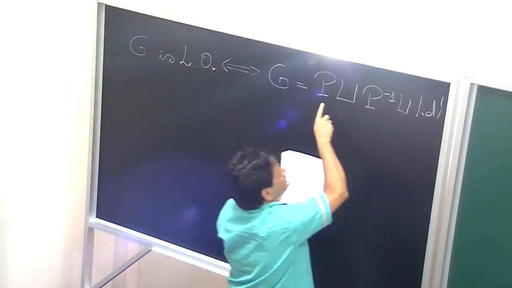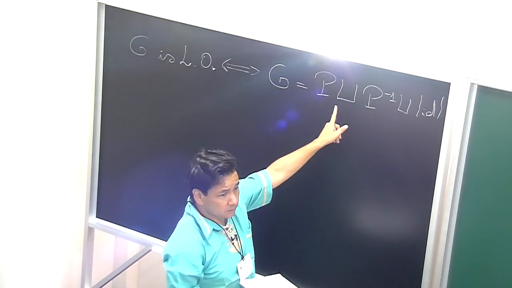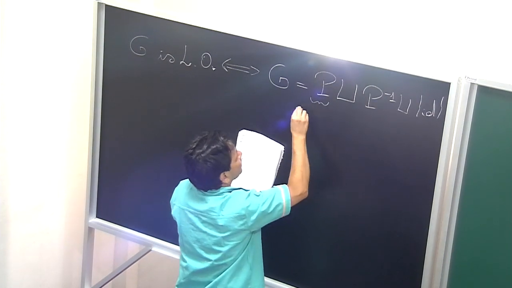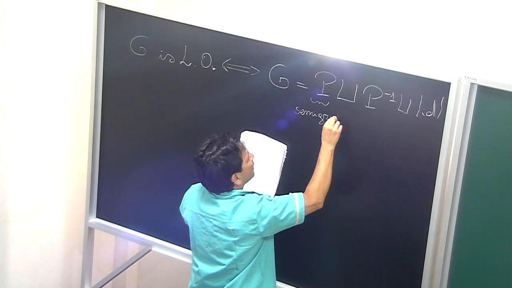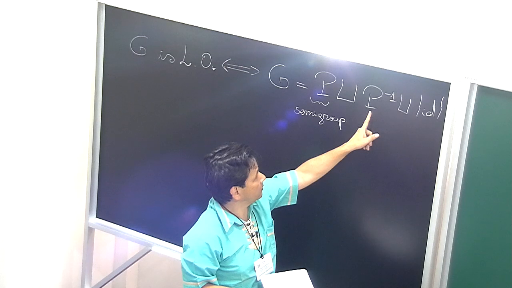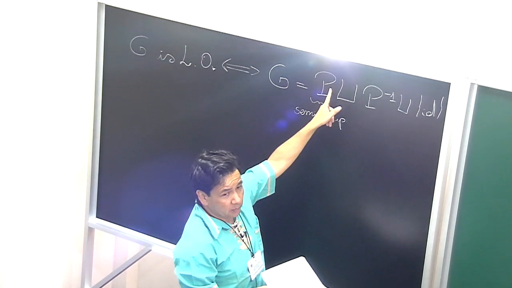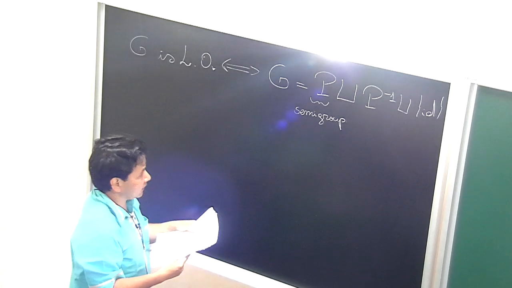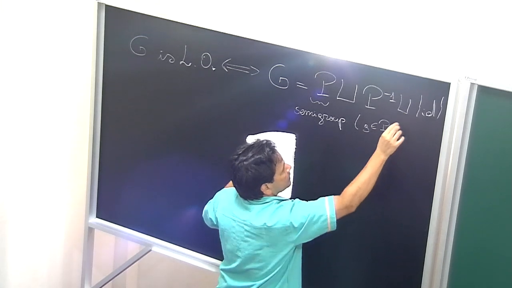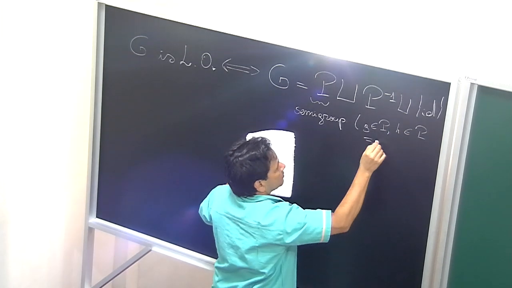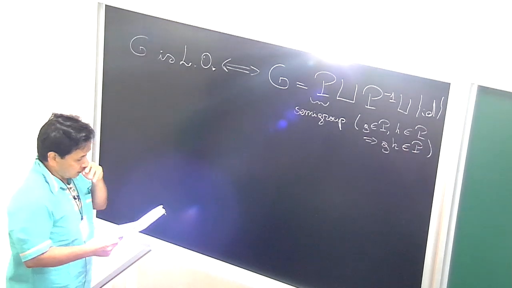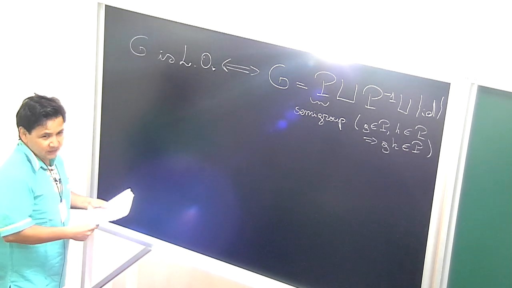So G is the disjoint union of P, P inverse and the identity, and P is a semigroup. And P inverse is the semigroup made by the inverses of elements that are in P. The fact that it is a semigroup just means that if G is in P and H is in P, then the product of G and H also is in P.